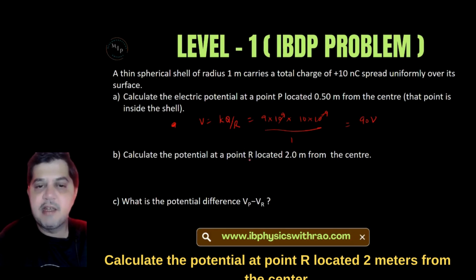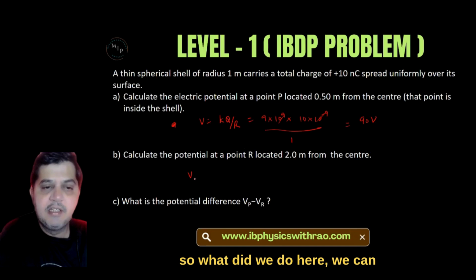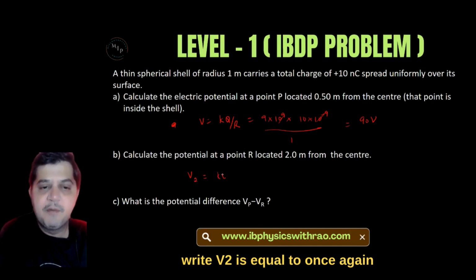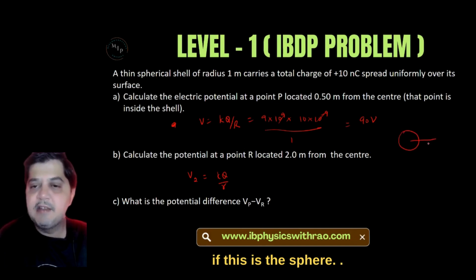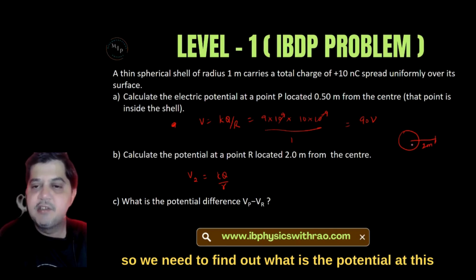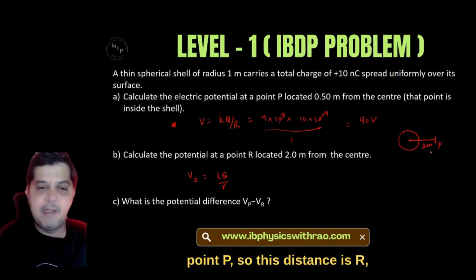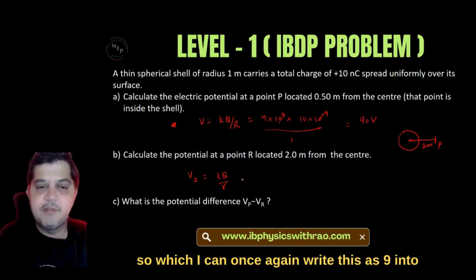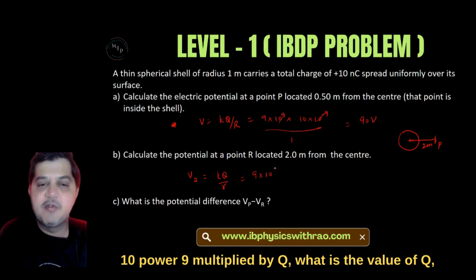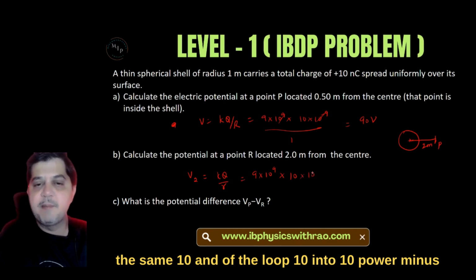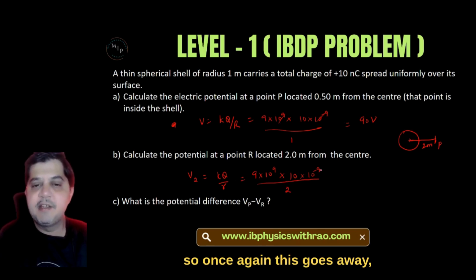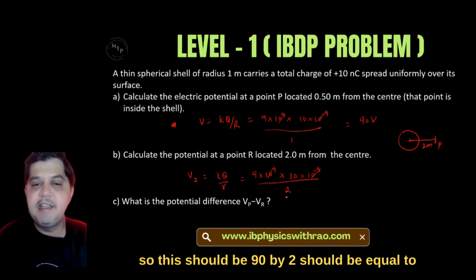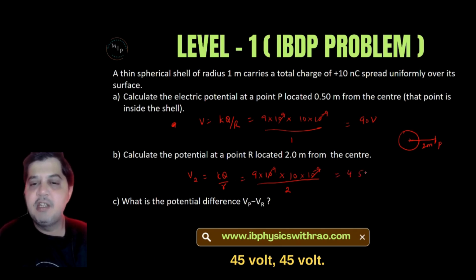Calculate the potential at a point R located 2 meters from the center. So what did we do here? We can write V2 is equal to, once again, KQ by small r. What is the small r? If this is the sphere and this is the distance 2 meters over here, we need to find out what is the potential at this point P. So this distance is r. I can once again write this as 9 into 10 power 9 multiplied by Q. What is the value of Q? The same 10 nanocoulomb, 10 into 10 power minus 9 divided by, what's the value of R? R is 2 meters. So once again, this goes away. So this should be 90 by 2, equal to 45 volt.